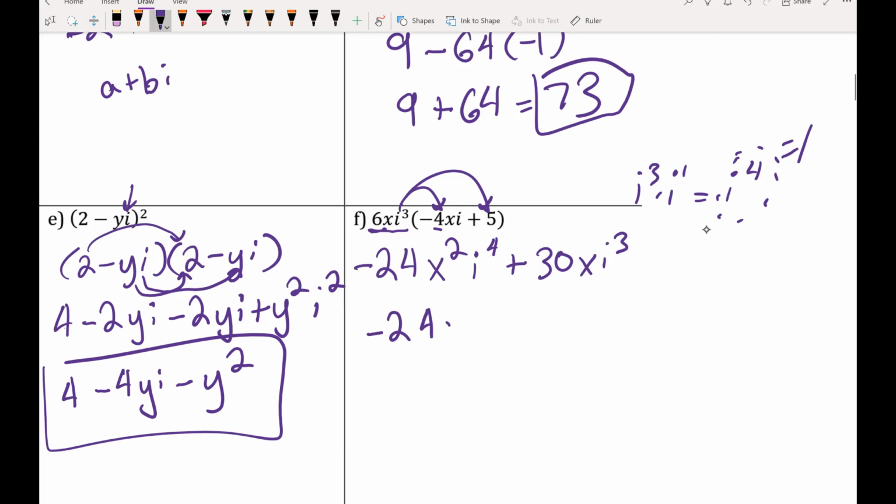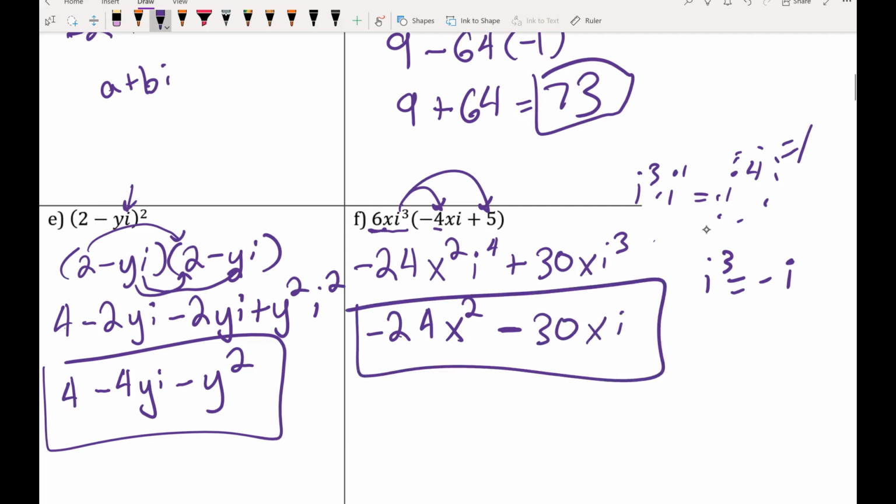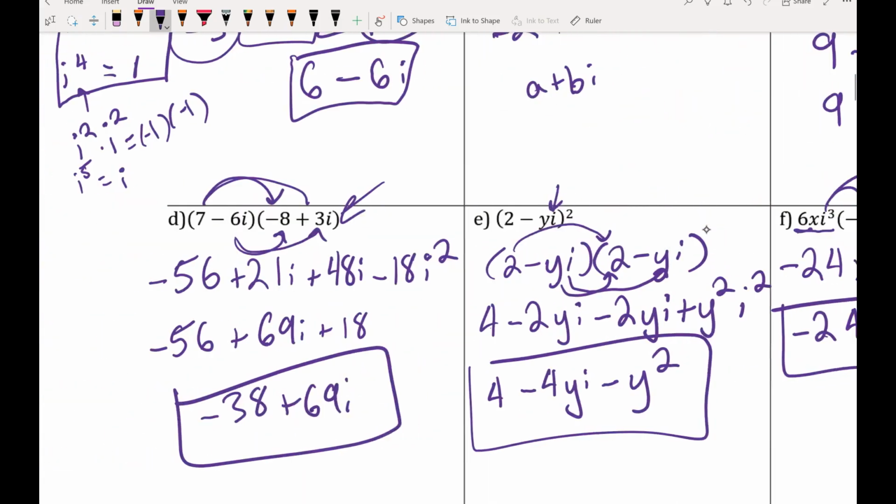So I've got negative 24x squared, and I know that i cubed turns into negative i. So I can put that negative on the outside here because a negative times this positive 30x, well, it's going to be negative 30xi. And again, these aren't like terms, so there's nothing more we could do here.